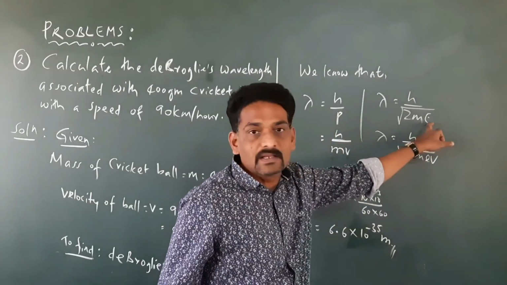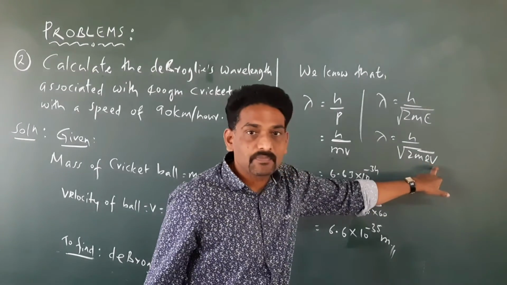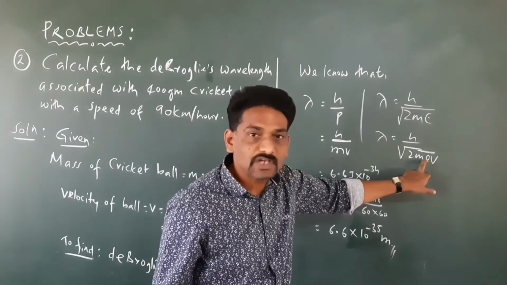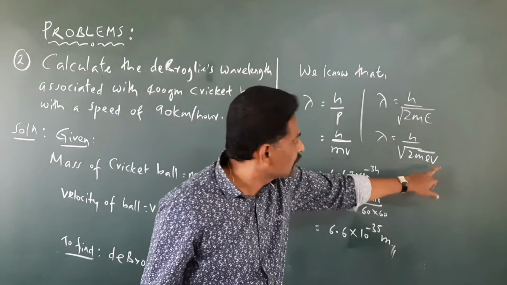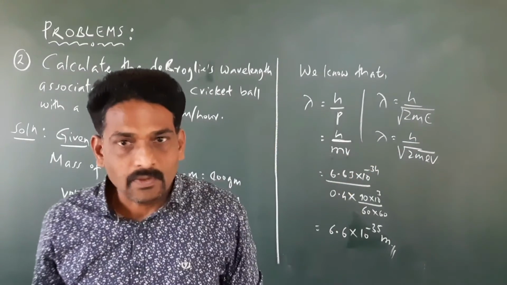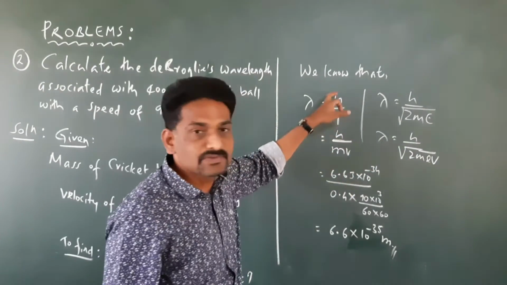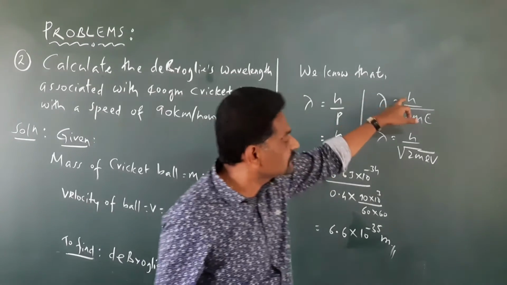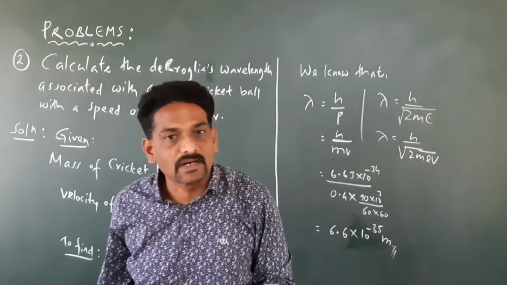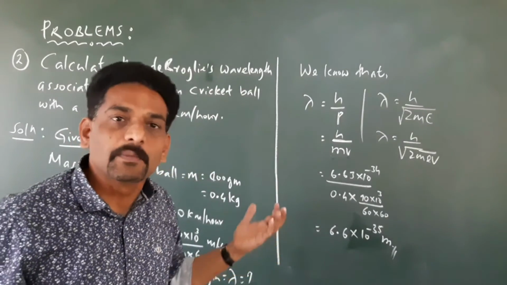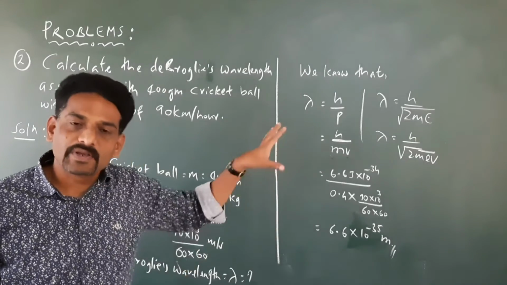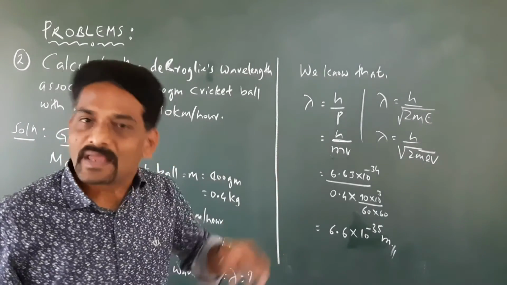Or you may use the formula lambda equals h divided by root of 2meV. What is E? This E can be expressed as eV, right? V is the voltage, e is the charge, m is the mass. They will give the voltage and the mass, and you calculate the value of lambda, right? So you may use this formula or this formula or this formula. Based upon these different forms of de Broglie's formula, there will be problems based upon de Broglie's wavelength. So this is how you can solve the problems based upon the de Broglie's equation.